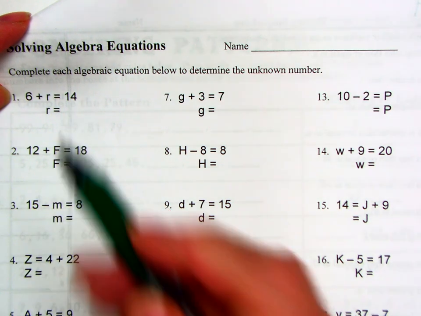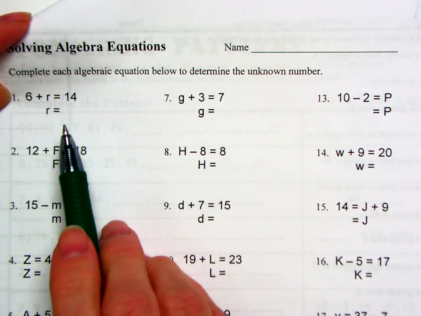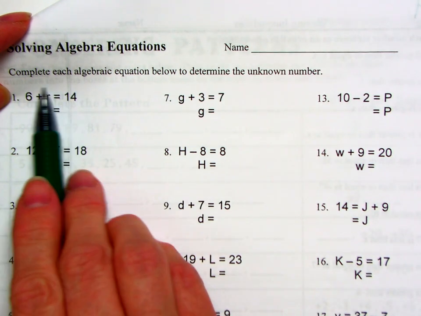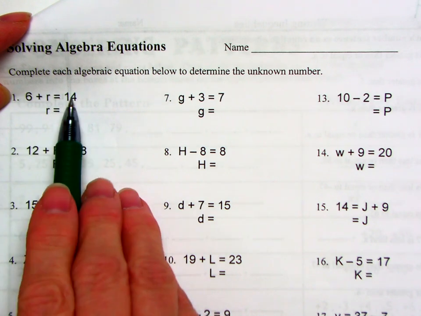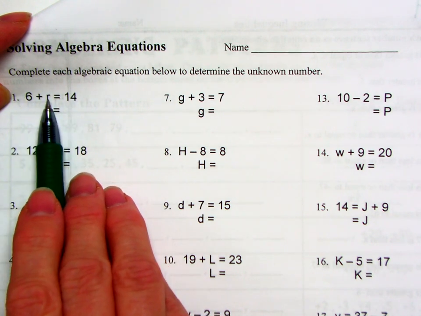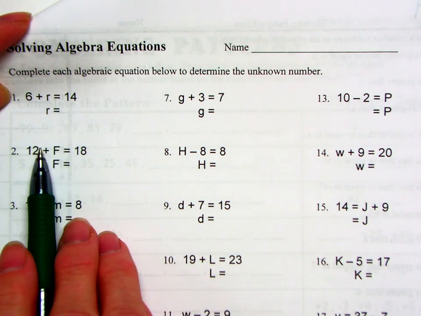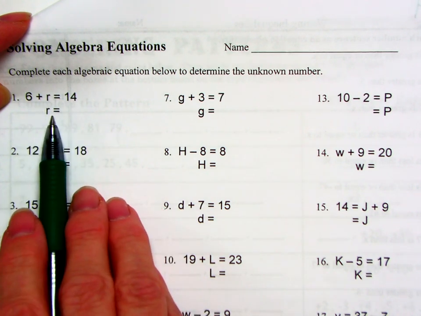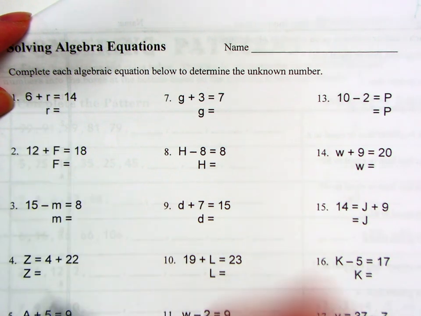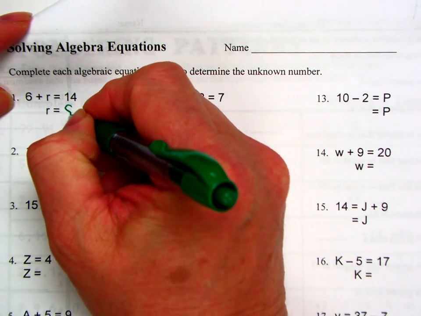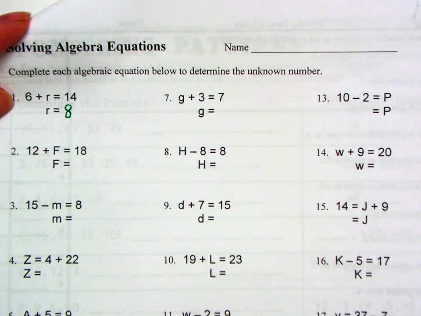This is a pretty easy one. If you are confused or when you get to bigger numbers, you can switch these around and say 14 minus 6 equals what? Because addition and subtraction are inverse operations. So 14 minus 6 is 8, which means 6 plus 8 is 14. And in this case, r equals 8.